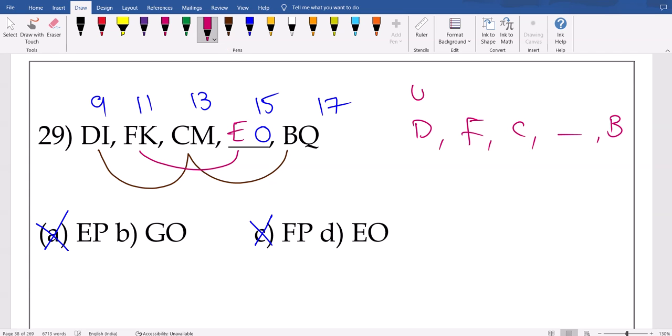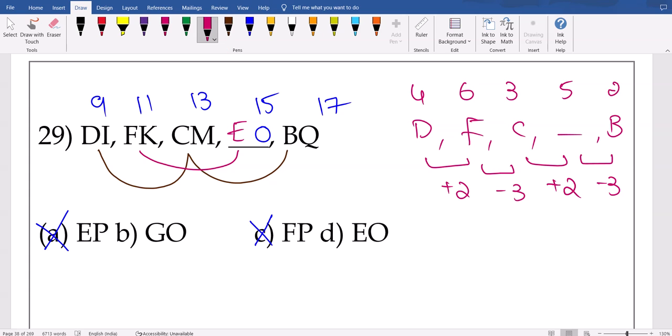Write the numbers, which is 4, 6, 3, plus 2, minus 3, plus 2, 3 plus 2, 5. 5 minus 3, 2. 5 means nothing but the letter E. Mathematical way of handling the question. Plus 2, minus 3, plus 2, minus 3, likewise. E only suitable, EO.